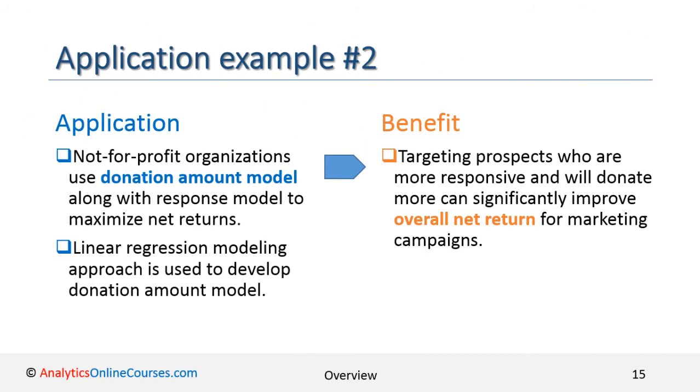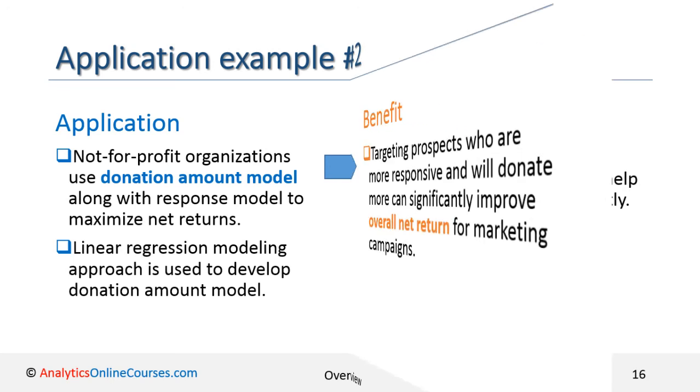Example number 2. Not-for-profit organizations use donation amount model along with response model to maximize net returns. Linear regression modeling approach is used to develop donation amount model. Targeting prospects who are more responsive and will donate more can significantly improve overall net returns for marketing campaigns.